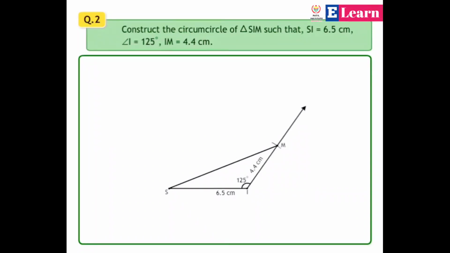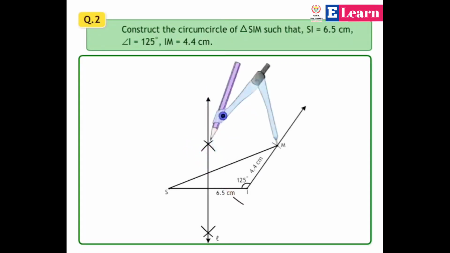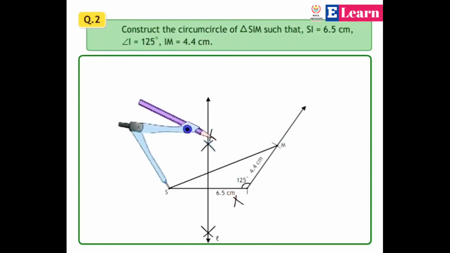Now, keep the point of the compass first on point S, then on I, and draw intersecting arcs above and below segment SI. Draw a line L passing through points of intersection of these arcs. This is the perpendicular bisector of side SI. Similarly, draw a perpendicular bisector of side SM, that is line N. Mark the point of intersection of the lines L and N as O. As triangle SIM is an obtuse angled triangle, the circumcenter O is outside the triangle.